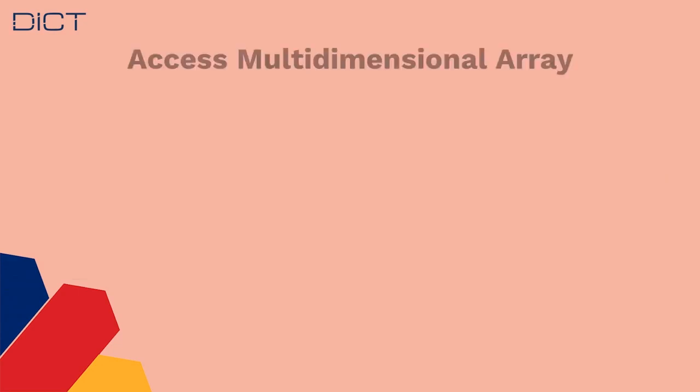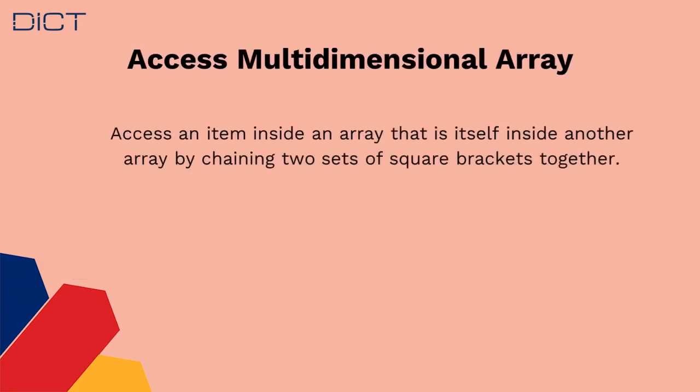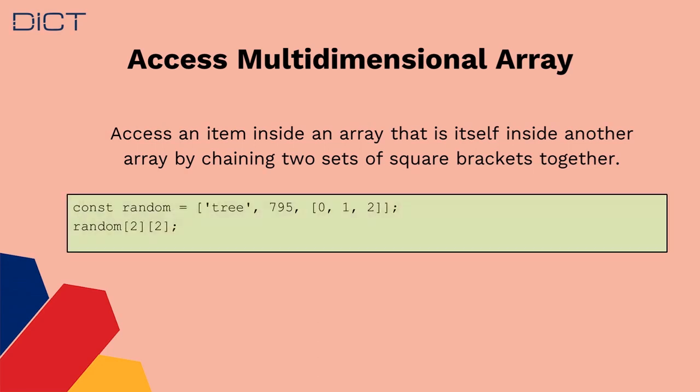Next, we can also access a multi-dimensional array. A multi-dimensional array is an array inside an array, and an item inside it can be accessed. You can access an item inside an array that is itself inside another array by chaining two sets of square brackets together. For example, to access one of the items inside the array, that is the third item inside the random array, we could do something like this.